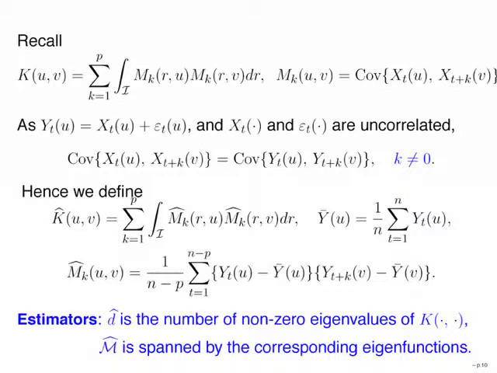So this is our estimate for the operator or for the matrix. We do a spectral analysis for eigenvalues and eigenfunctions, and d hat is the number of non-zero eigenvalues. And the factor dynamic space is expanded by the corresponding eigenfunctions. So we are done.